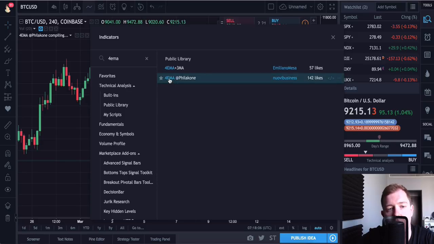We can see here. Click on 4 EMA. It's going to come up here, and all we have to do is close this.